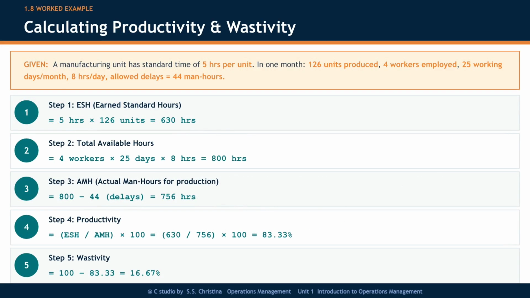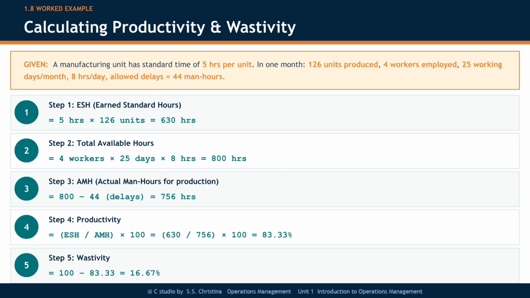Here we go, the worked example. Follow along carefully and make sure you understand each step. This is exam material. The problem: a manufacturing unit has a standard time of 5 hours per unit. In a particular month, 126 units are produced. The facility employs 4 workers. The working pattern is 25 days per month, 8 hours per day. Allowed delays total 44 man-hours. Find productivity and wastivity.